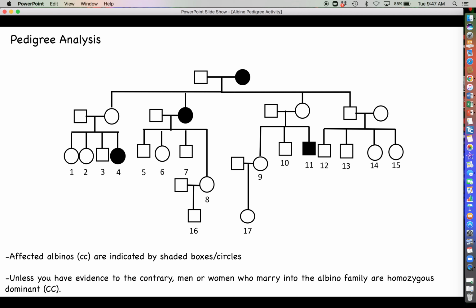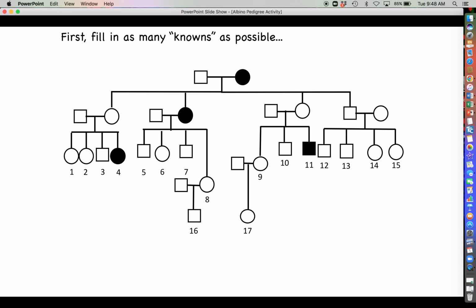So as we fill in as much information as we possibly can here, basically what you're going to be told for the sake of this activity is that unless you have evidence to the contrary, any men or women who marry into the albino family, you can assume that they are homozygous dominant and are not carrying the albino trait. Okay, so the first thing we want to do is fill in as many knowns as possible.